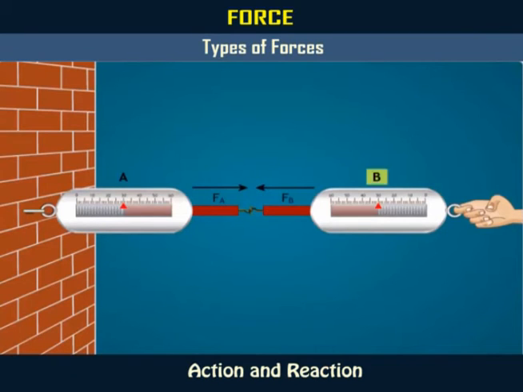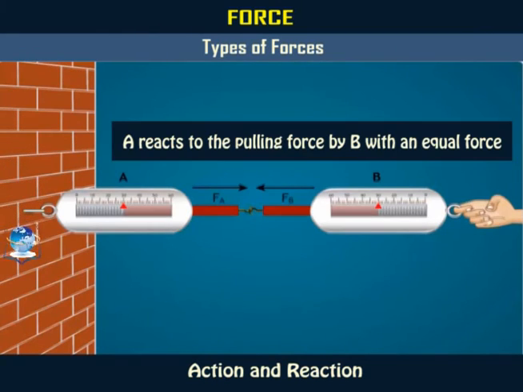As you pull B, its spring stretches due to the applied force. And since A and B are hooked to each other, B applies the force on A, stretching the spring therein. A therefore reacts to the pull by B with the same amount of force.